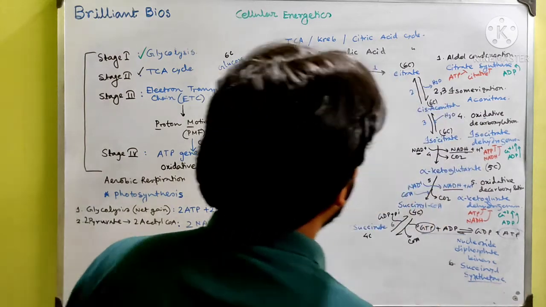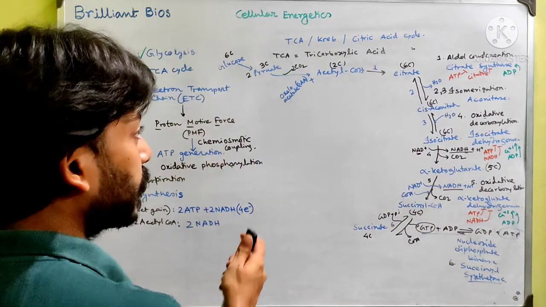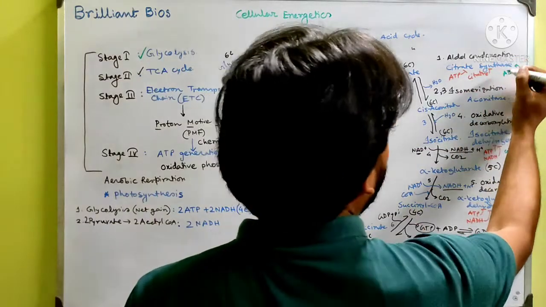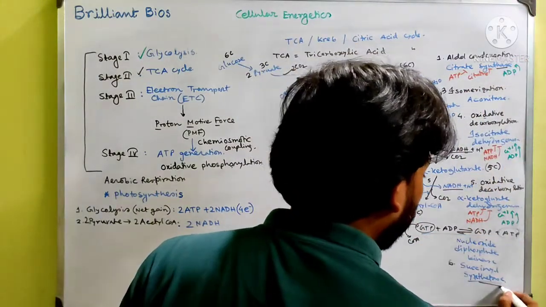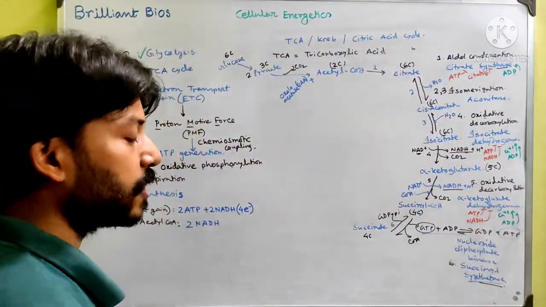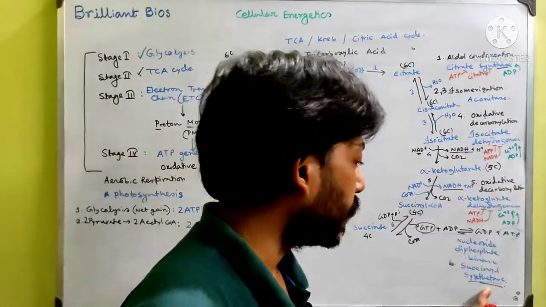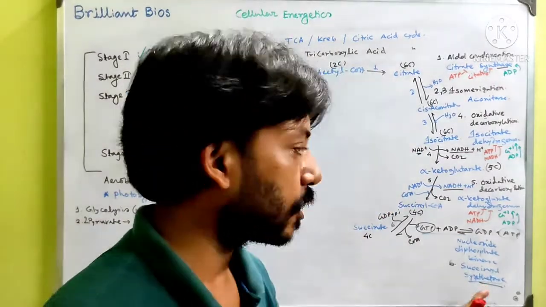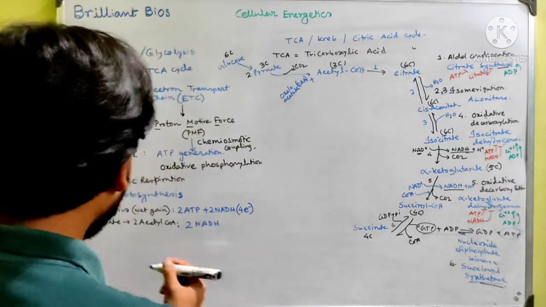You can see here a difference. I have mentioned that this is citrate synthase and here is a synthetase. What is the difference between synthase and synthetase? The difference is that in synthetase there should always be some ATP or GTP destruction.